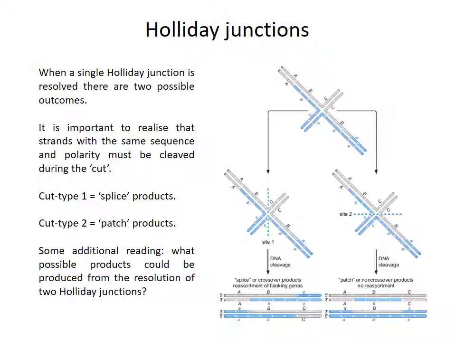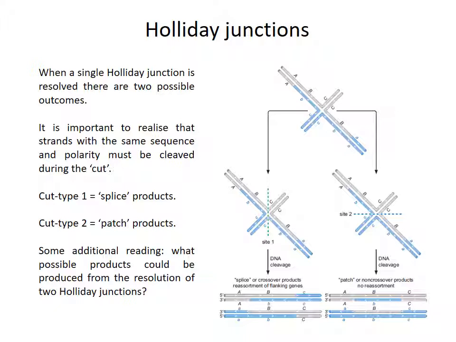So these are represented in these two images here. Imagine the Holliday junction that we have here with the different alleles, some of which have been generated due to crossover. If we now resolve this Holliday junction in the vertical axis, you generate two chromosomes with the following reassortment of alleles. This is the crossover or splice variant. If you were to resolve this Holliday junction in the horizontal axis, then you generate a very different reassortment of chromosomes, and you generate what's known as the patch or non-crossover product.